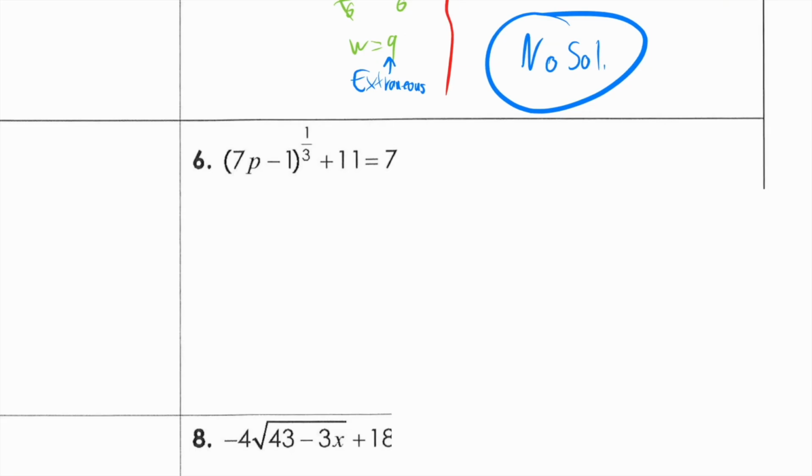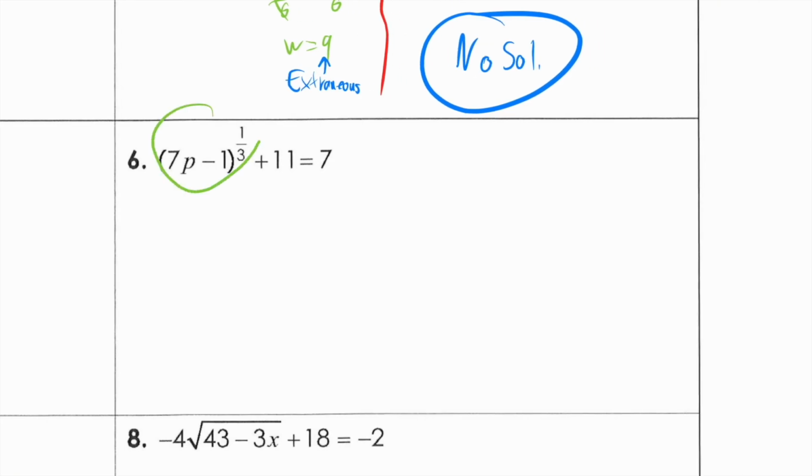Moving on to example 6 here. This is what's being raised to a power. This time I'm being raised to the cube root, or the 1/3 power. So I will subtract 11 from both sides, giving me the quantity of 7p minus 1 to the power of 1/3 equals -4. Now we notice, hey, we have this power radical equal to a negative. Is that going to be a concern for us? The answer is no, because this time it's not an even root, it's an odd root, and it's perfectly fine for odd roots to be equal to negatives, because we can take the odd root of negative numbers just fine.